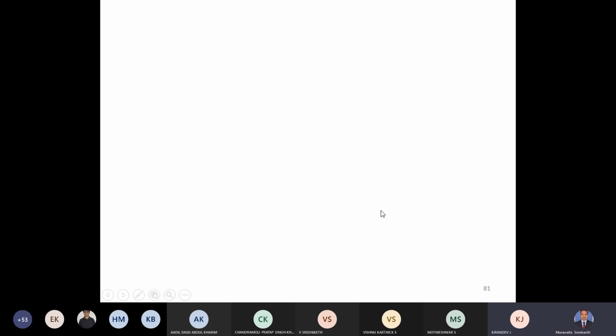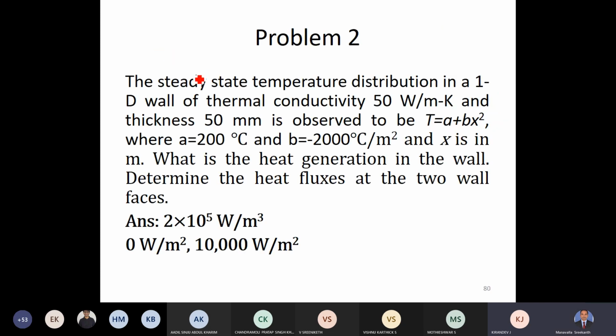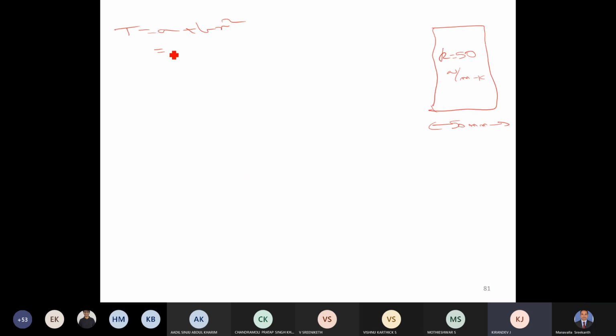So we have a wall here. We are told that this is 50 millimeters. Now we are given k as 50 watt per meter Kelvin, and the temperature is T equal to A plus Bx square, where A and B are also given: A is 200, B is minus 2000.